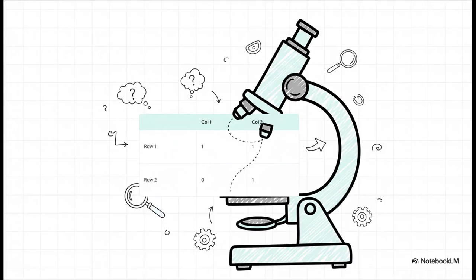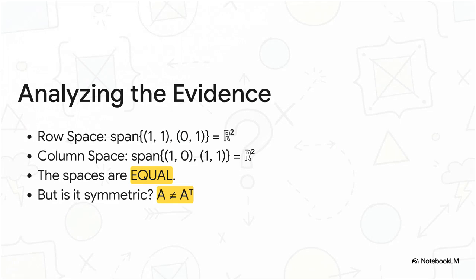Okay, let's bring in our test subject. A simple, unassuming 2x2 matrix. We're going to put this little guy under the microscope and see if it breaks our claim. All right, let's break down the evidence. Look at the rows (1, 1) and (0, 1). They point in different directions, so they're linearly independent. That means they can span the entire 2D plane.